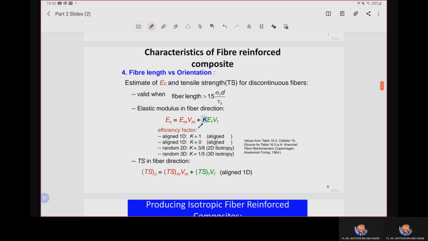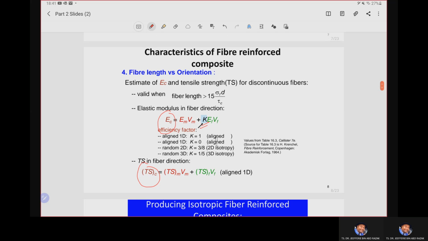So next, the factors affecting fiber reinforced composite properties are fiber length versus orientation. The rule of mixture can also be applied when the fiber orientation is random, short and discontinuous, not necessarily for the fiber reinforced composite. We just refer directly to the continuous fiber or long fiber condition. We can estimate the modulus of elasticity and the tensile strength of this continuous fiber reinforced composite by considering the efficiency factor of the added fiber.